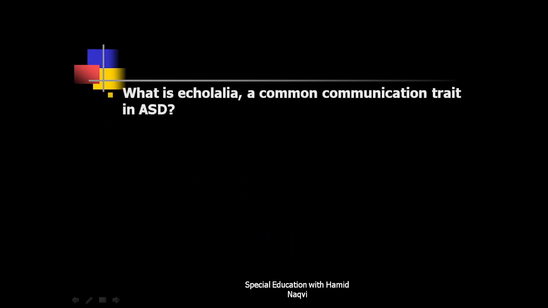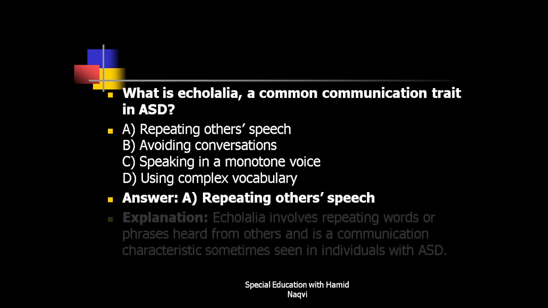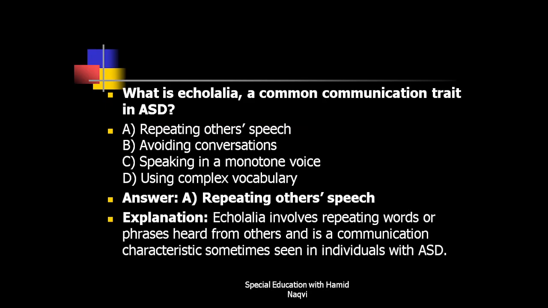Next MCQ is what is echolalia, a common communication trait in ASD? Repeating others' speech, avoiding conversation, speaking in a monotone voice, using complex vocabulary. Answer is repeating others' speech. Echolalia involves repeating words or phrases heard from others and is a communication characteristic sometimes seen in individuals with autism spectrum disorder.